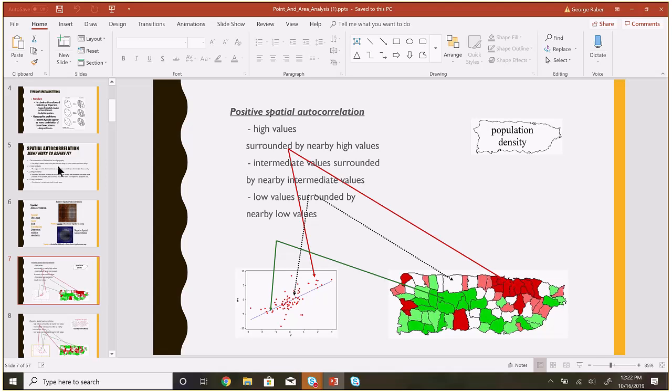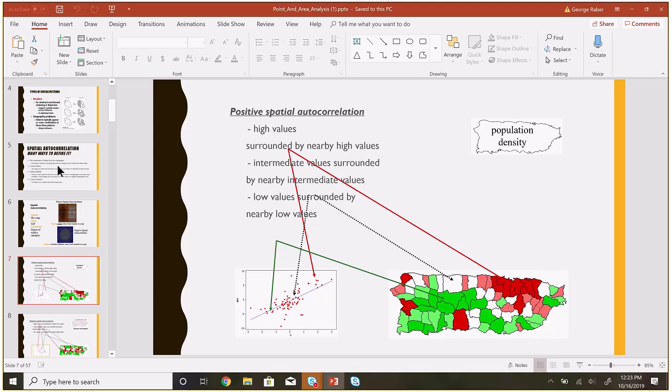All right, so this is population density, and this is demonstrating positive spatial autocorrelation. Correlation in general that's positive, the line is trending upward. In other words, as one increases, the other increases. So what this is saying is, as my population value increases, my neighbor's population values increase. That's what this chart is showing. High values are surrounded by nearby high values, and also low values are surrounded by other low values, and intermediate values are surrounded by intermediate values.